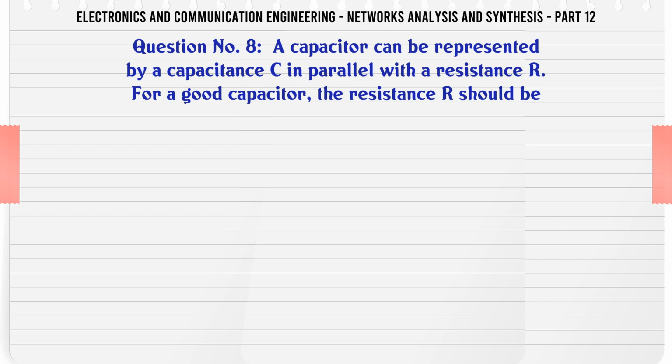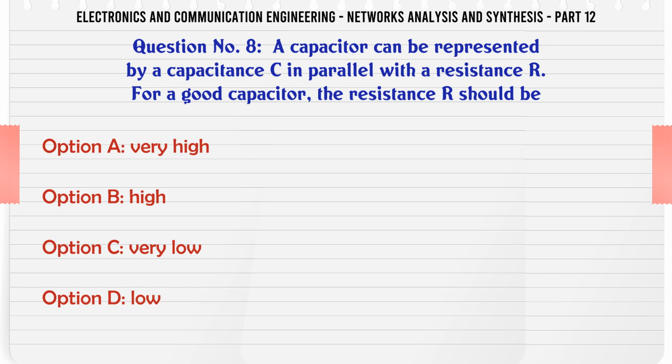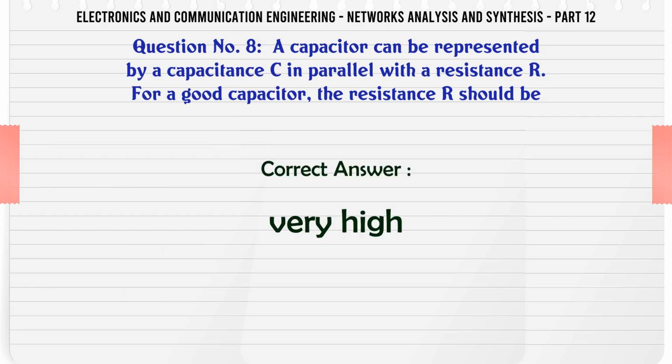A capacitor can be represented by a capacitance C in parallel with a resistance R. For a good capacitor, the resistance R should be: A, very high; B, high; C, very low; D, low. The correct answer is very high.